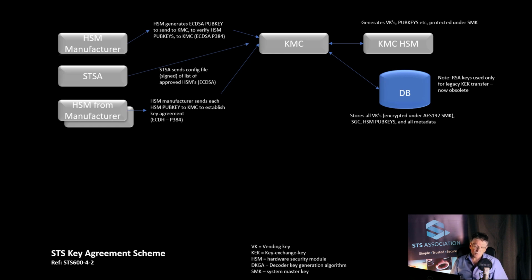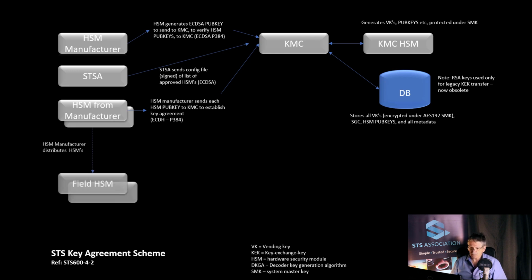Each time a new secure module is introduced into the market, and by that I mean a new firmware version, then the STS Association sends a configuration file, a signed configuration file, to the key management center, which essentially contains a list of approved supply group codes and approved security modules. This is then married up at the KMC with a request from a security module. It checks that this is in fact an approved security module, and then it will allow the VK load request. The HSM manufacturer then distributes the security modules into the field.